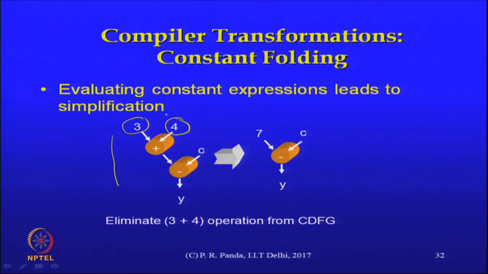Right. Here, what is the implication? Why is this a good idea to eliminate that operation 3 plus 4 and replace it by that partially computed result of 7?